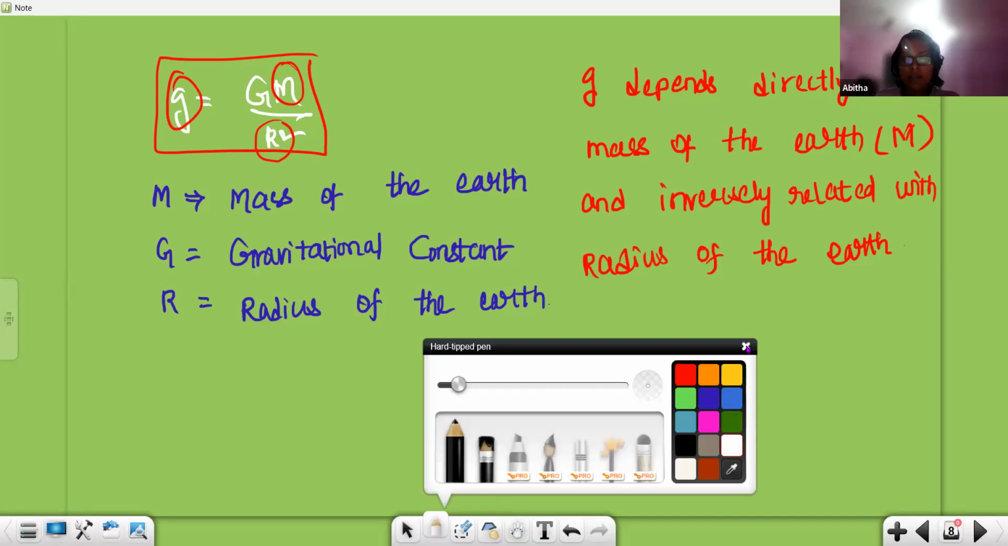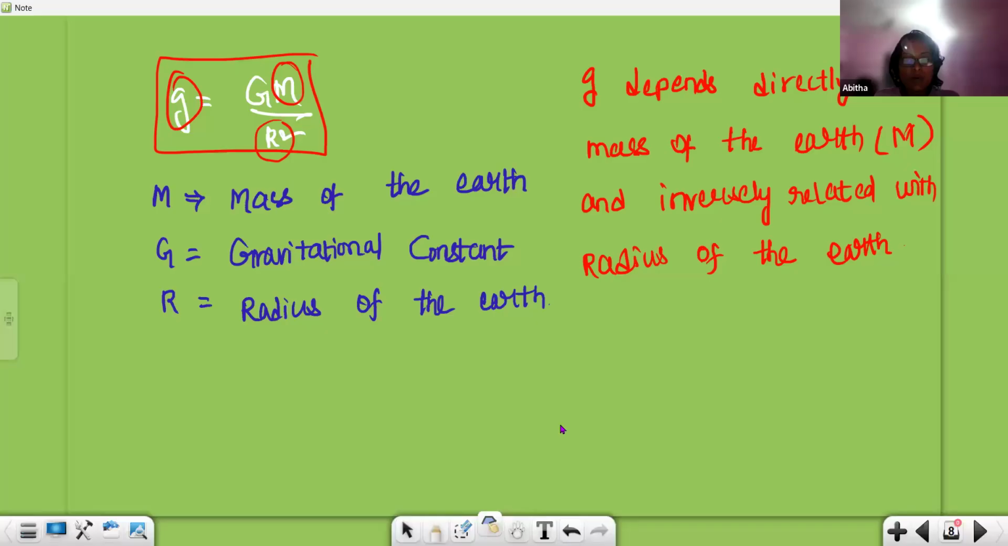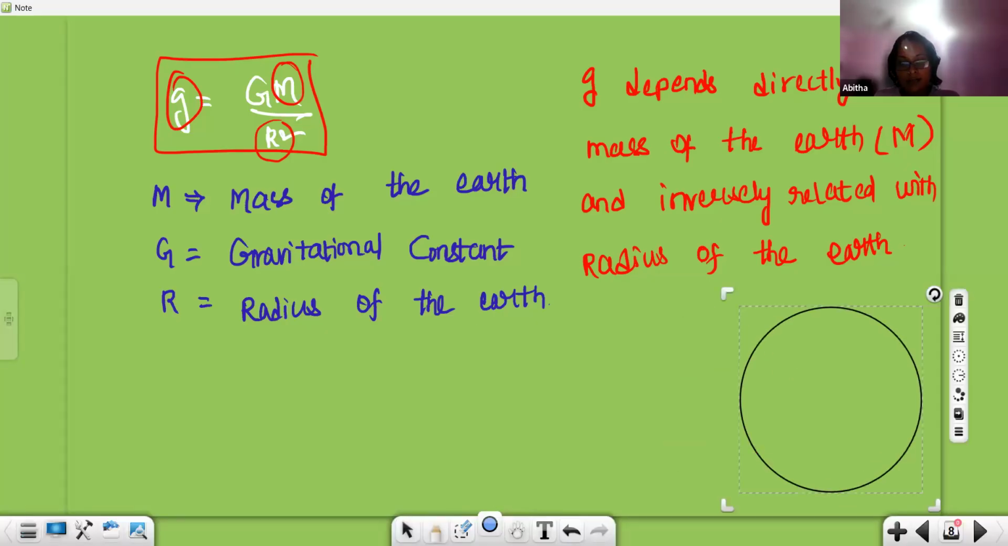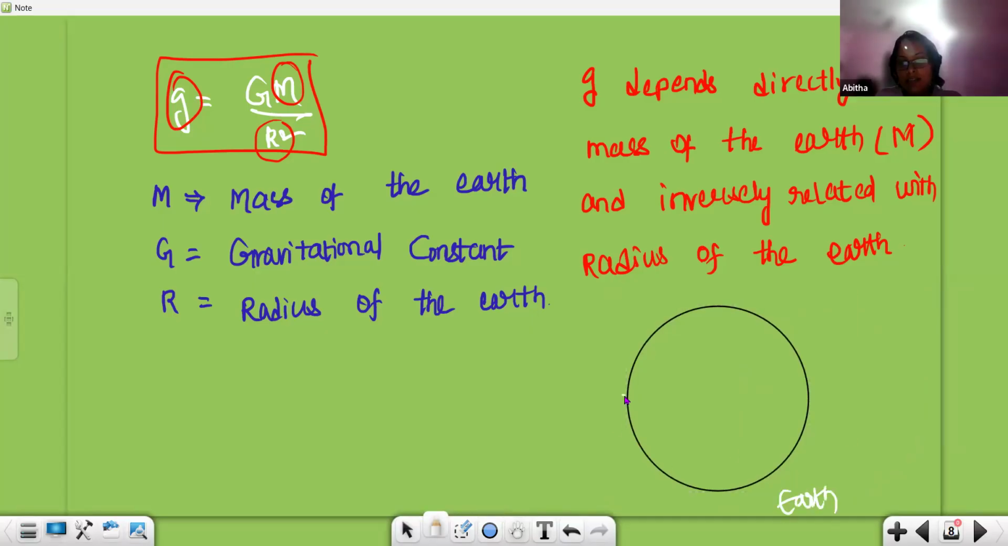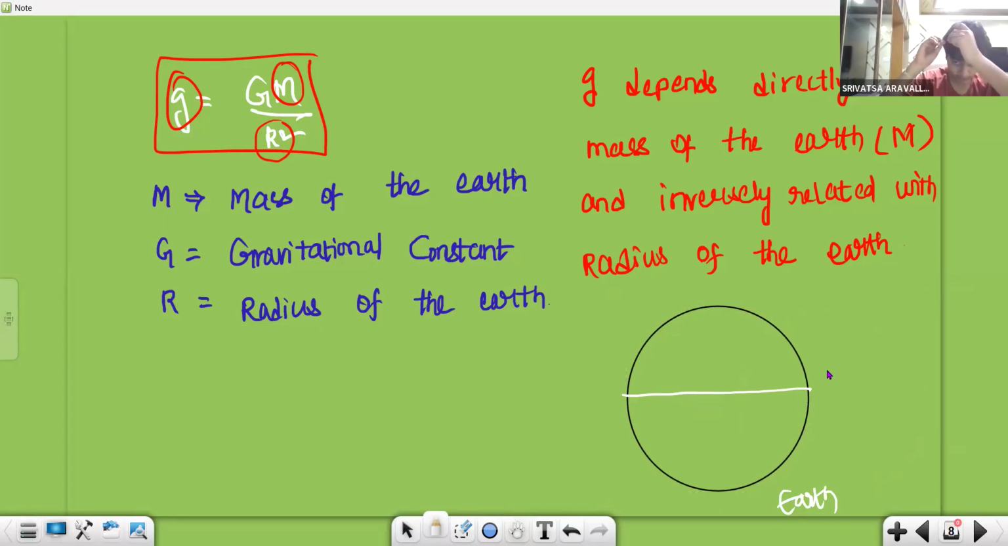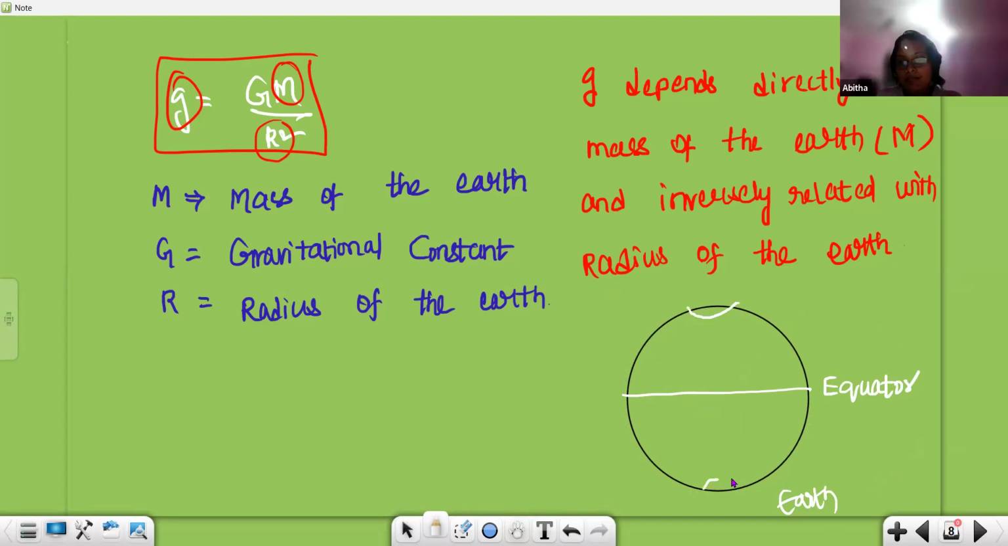Okay. Now I'm going to ask you a question. This is my Earth. What is this line considered as? That will be the horizontal axis, which is the equator. And at the top, I'll have the poles, which are the North Pole and the South Pole.